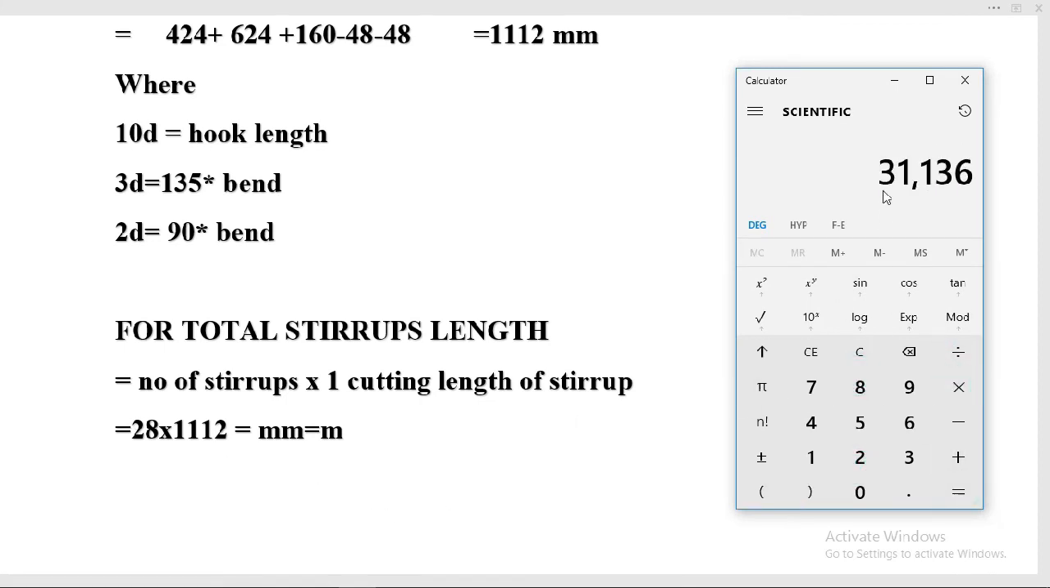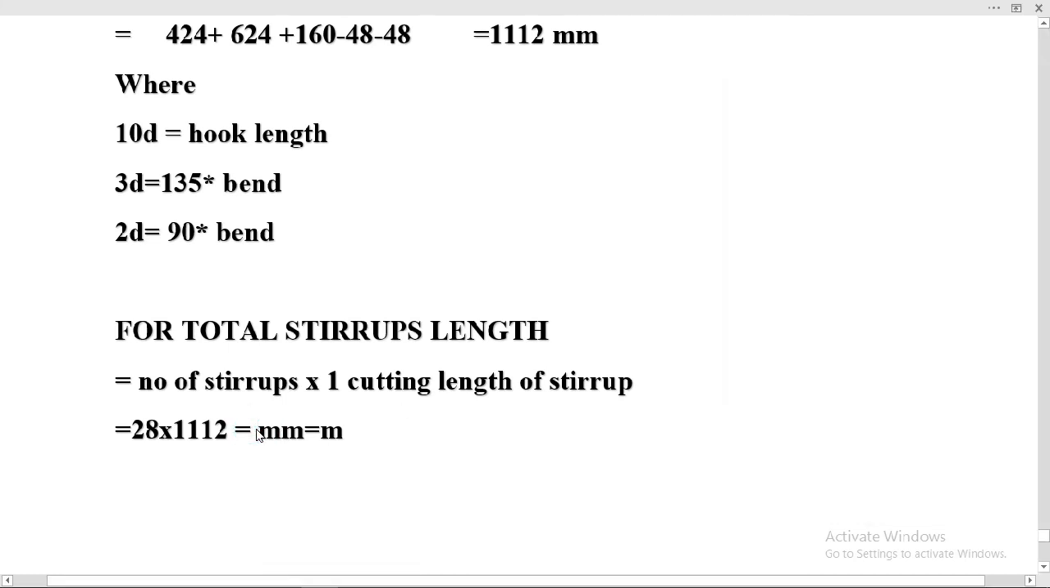Total we have 31,136 millimeter, the cutting length required for the stirrups. So just divide it by 1000 to get meters. It will give us 31.136 meter total cutting length required for stirrups.